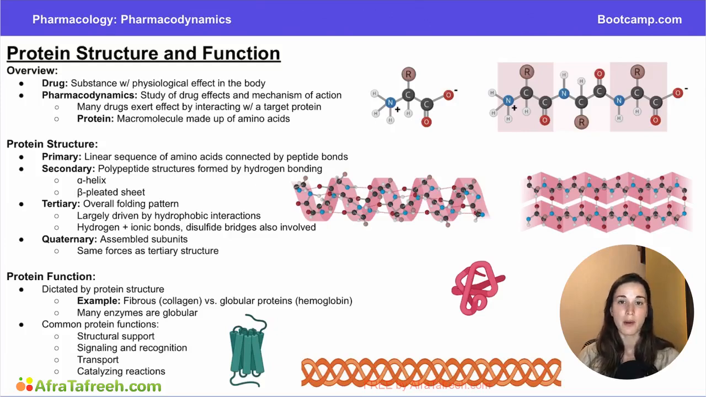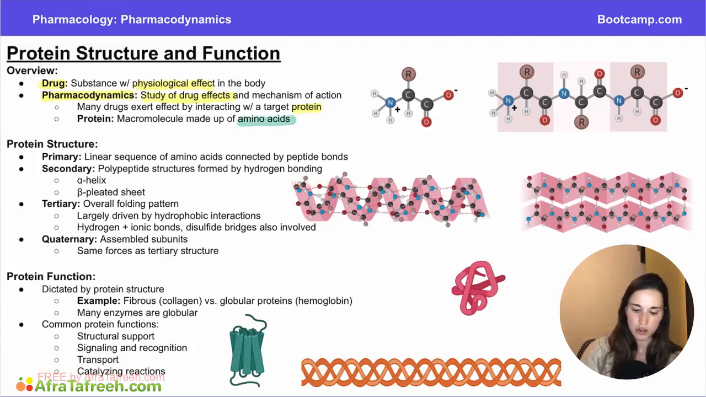Since we're focusing on pharmacology in this chapter, let's define what the term drug actually means. A drug is any substance that has a physiological effect once it enters the body, and pharmacodynamics is the study of how drugs exert those physiological effects. Most drugs exert their effects by targeting proteins, which are macromolecules made up of amino acids.